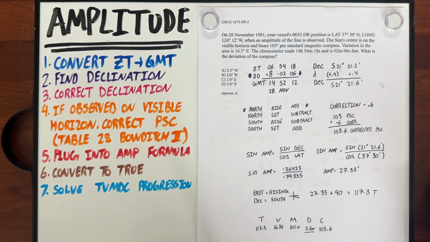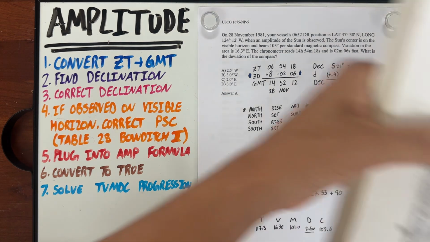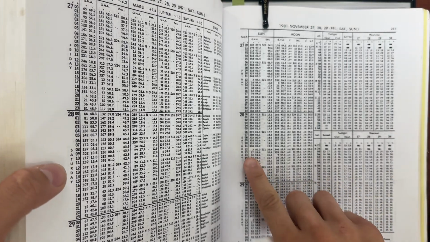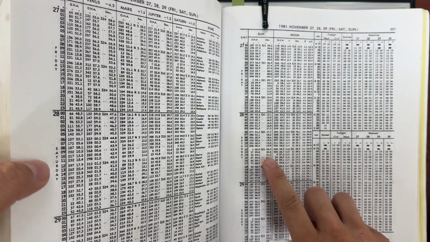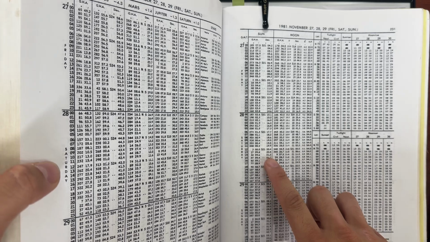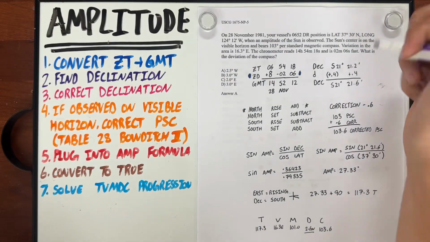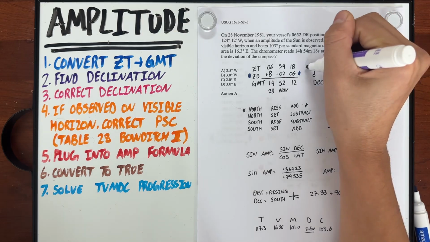Step two is to find your declination. The way you do that is you take your GMT time, go into your nautical almanac. We are at 28 November at 14:52. So 28 November at 14, our declination is south 21.2. South 21.2. So this is going to be step two, finding declination.